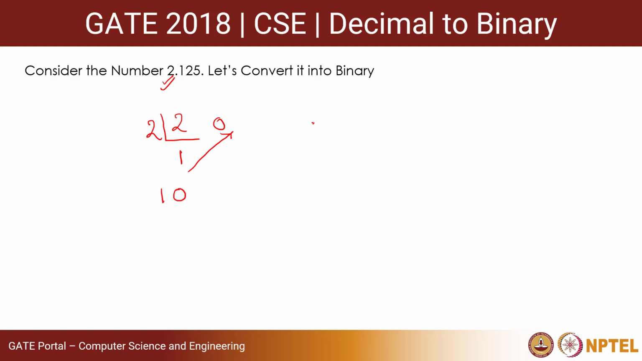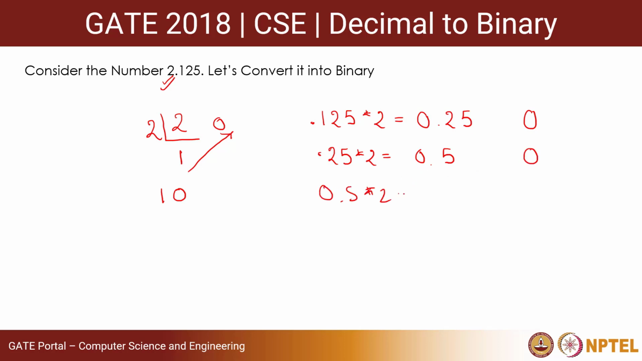To convert the fractional part, we keep on multiplying by 2. If we multiply by 2, it is 0.25, and we look at the integer part. In this case, it is 0. If we again multiply it by 2, we get 0.5, and the integer part is 0. And if we multiply 0.5 by 2, we get 1.0, so the integer part is 1. We read it from top to bottom. So this number in binary is nothing but 10.001, which is 2.125.